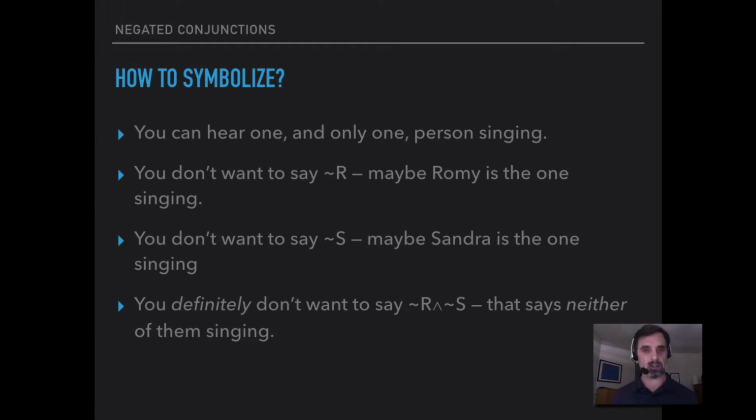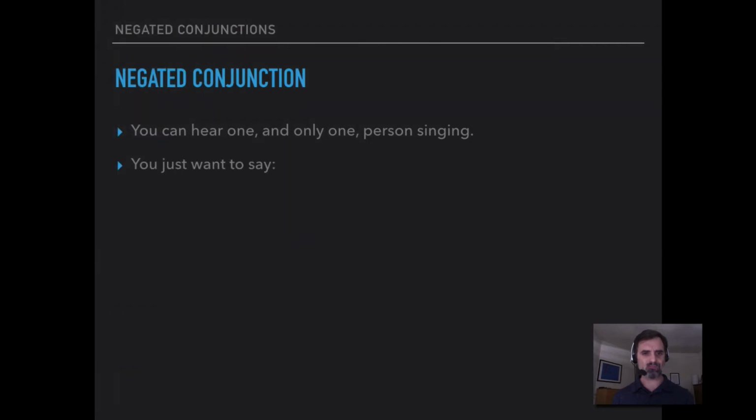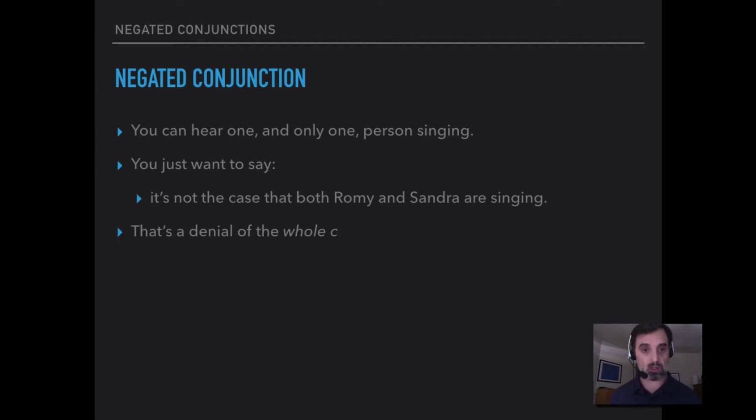Not R and not S is a conjunction. It's a conjunction of negations. It says this sentence is false, and also this other sentence is false. Well, you just want to say it's not the case that both of them are singing. It's not the case that both Romy and Sandra are singing. So you want to say, are both Romy and Sandra singing? No. That conjunction is false. You want to deny the whole conjunction.